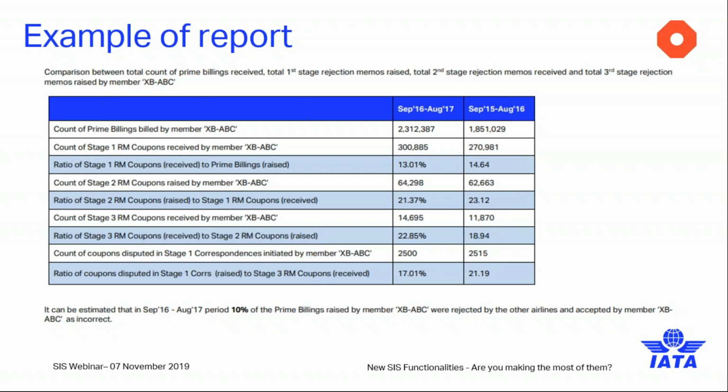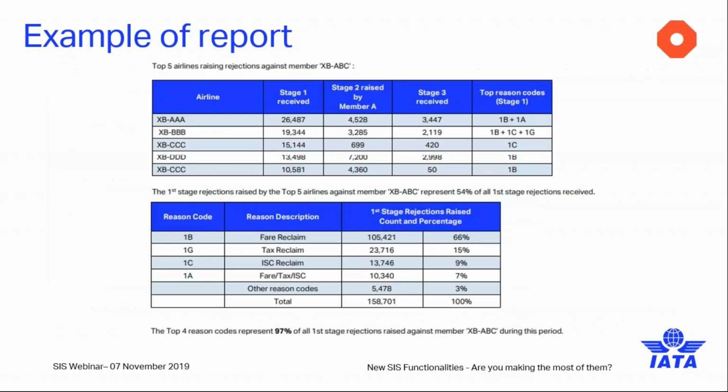At the bottom of that table, the report also provides a quick summary line. It can be estimated within that period. For example, 10% of your prime billings raised by you, the member, were rejected by other airlines and accepted by you as incorrectly. So it gives a little bit of summary information that can be helpful to you at a quick glance.